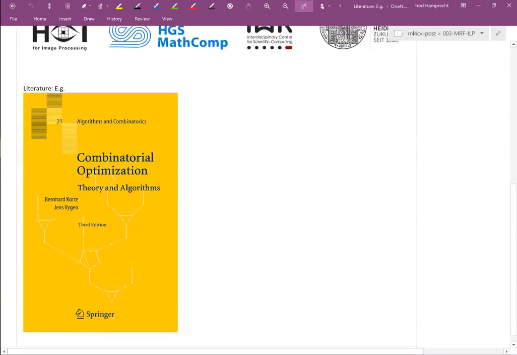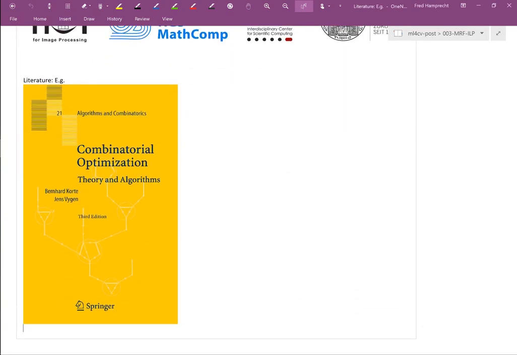Books, well, this one covers much more than you need, but it is a nice book. It does not cover the connection between MRFs and combinatorial optimization, but then in combinatorial optimization itself, this is one of my favorites.